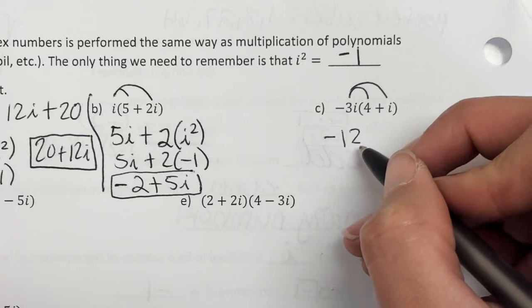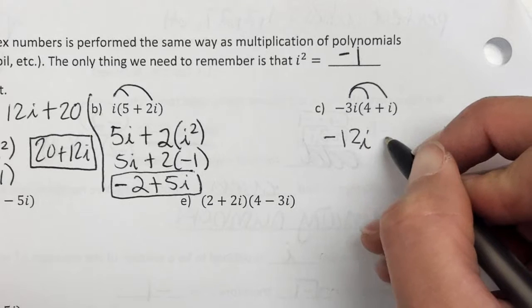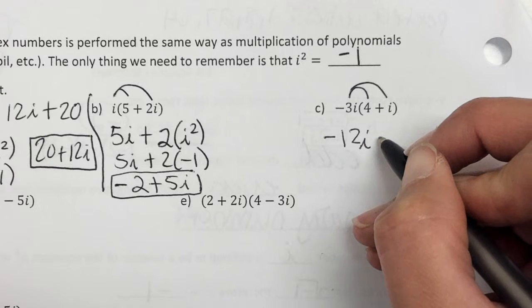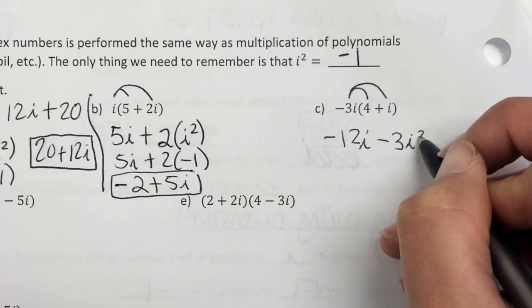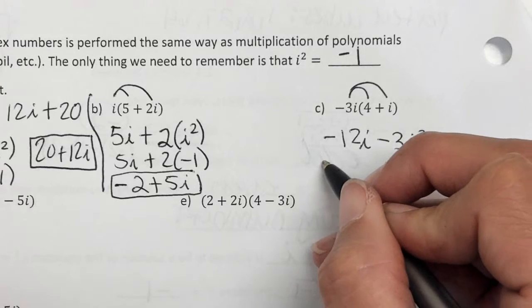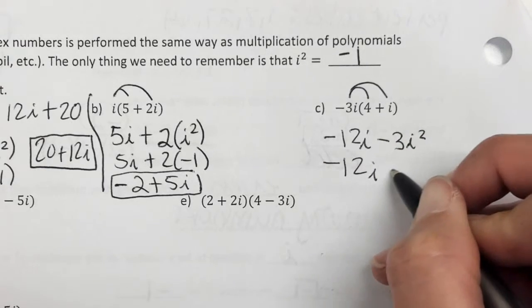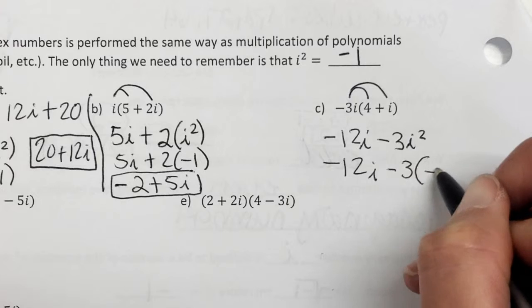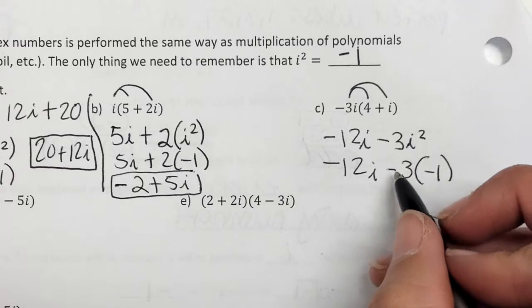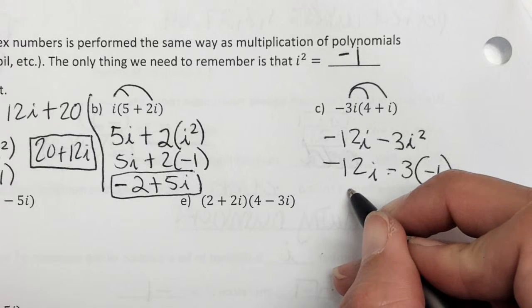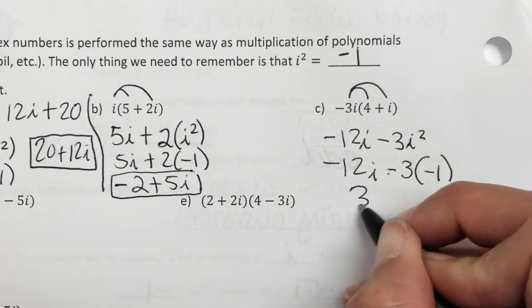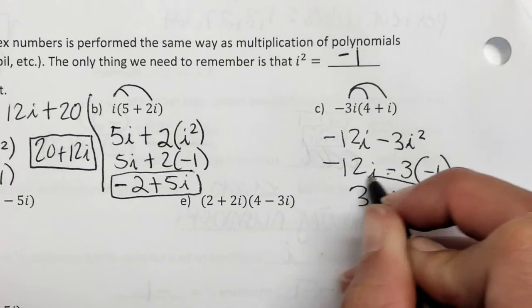What's he missing? Y'all help him out. Okay. Now what, Antonia? What's he missing? Good. And then I squared, yeah. Now what? We can replace that I squared with what? Okay, so my real part, Antonio, would be -3 times -1. That's going to give me what? Very good. Any questions?